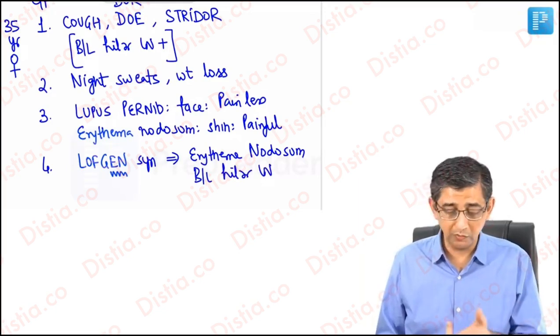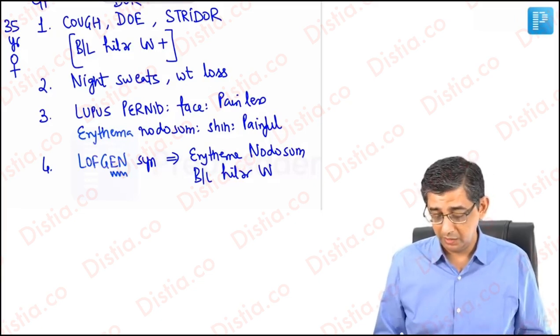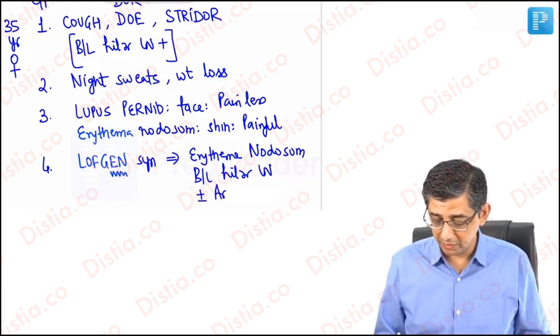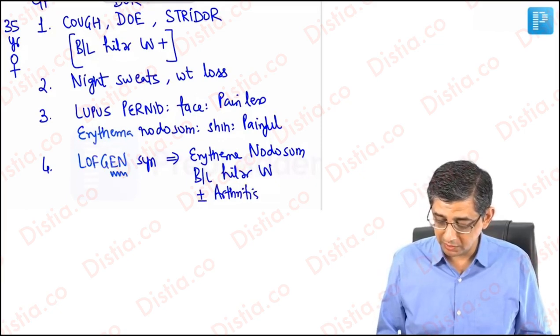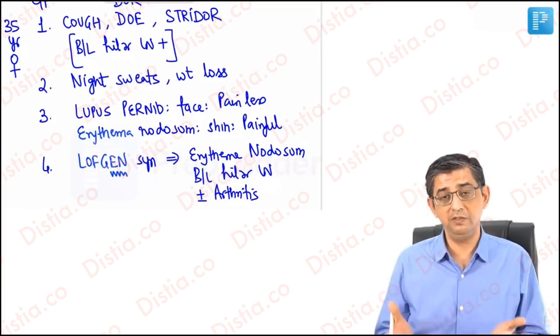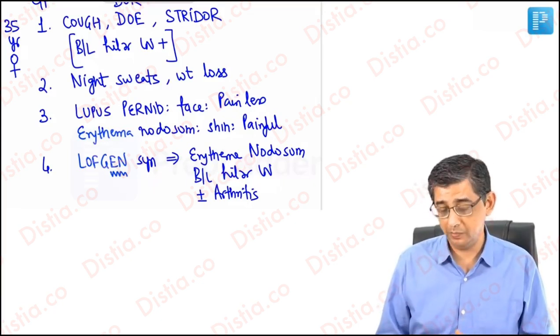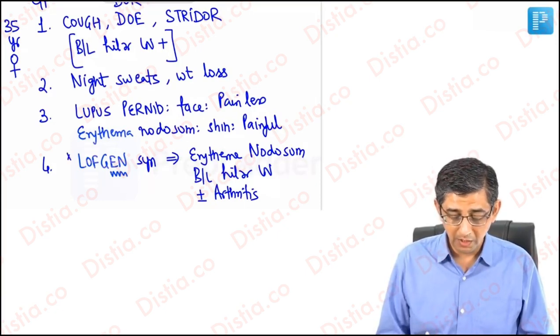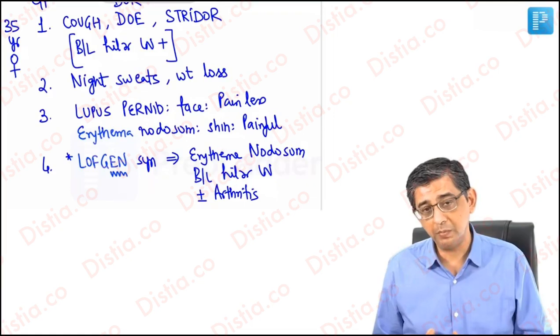I mean, the point is both of these points are already given on the board. The additional fact here is that in Lofgren syndrome there might be an association with arthritis. Though it is less likely that he'll talk about Lofgren because he is mainly going to focus on the sarcoidosis component. But yes, this terminology is fairly interesting, so should be kept in mind.